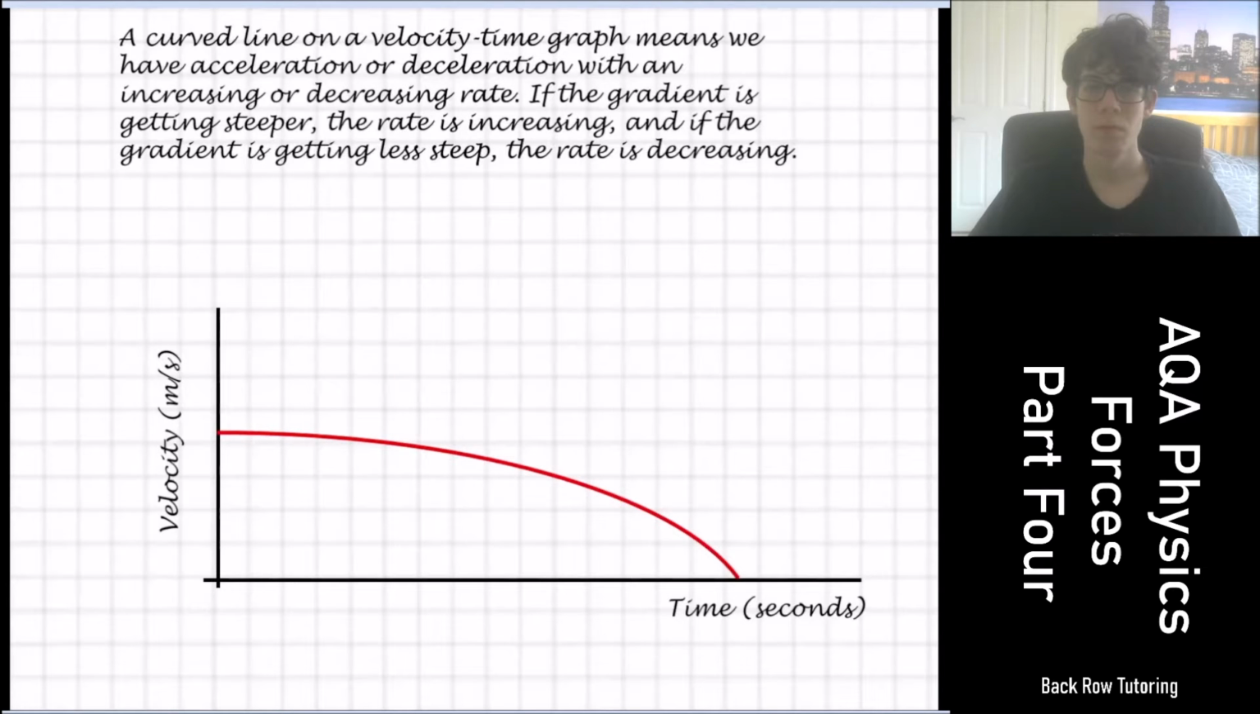A curved line on a velocity time graph means we have acceleration or deceleration with an increasing or decreasing rate. If the gradient is getting steeper, the rate is increasing, and if the gradient is getting less steep, the rate is decreasing.